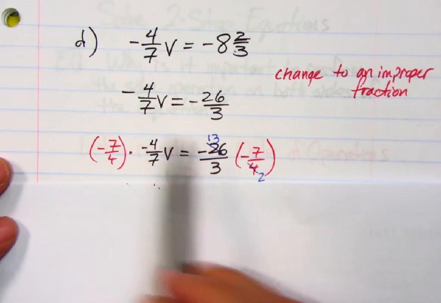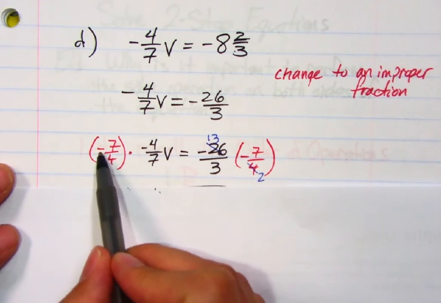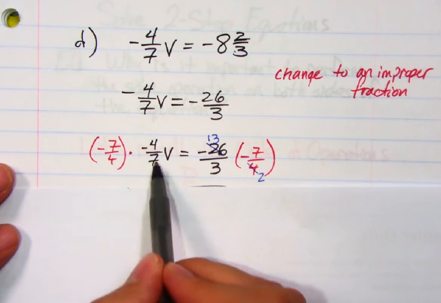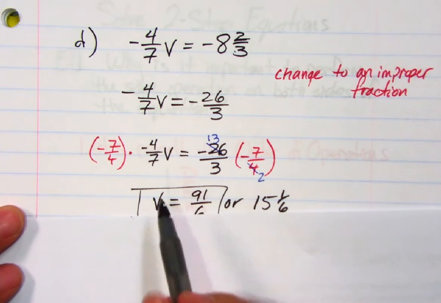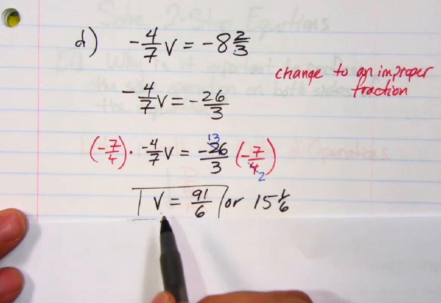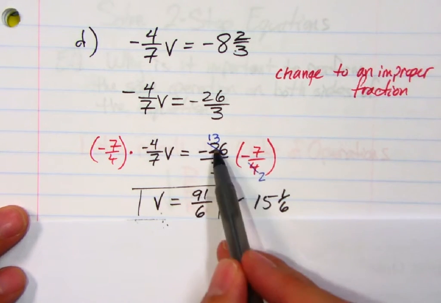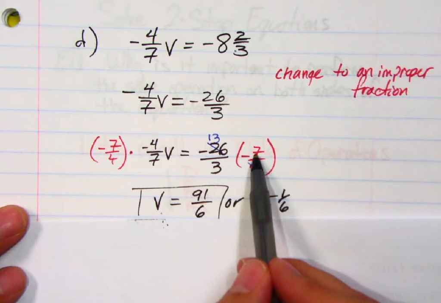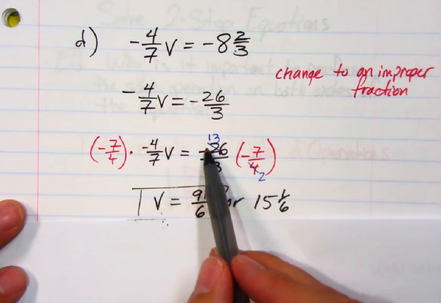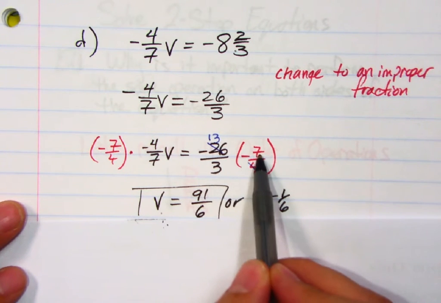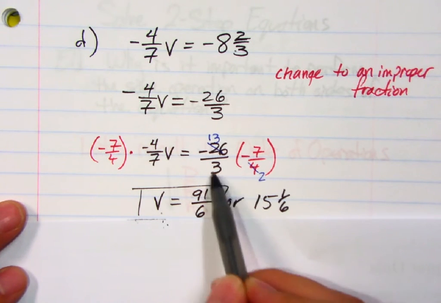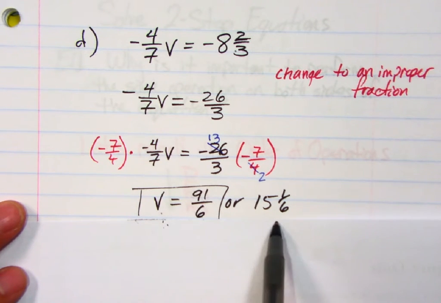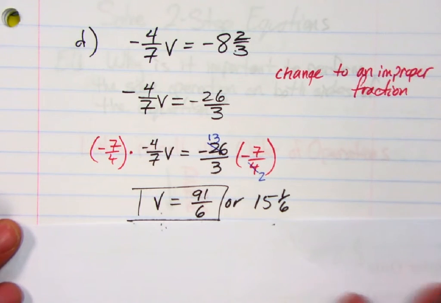Okay, both sides. What this allows me to do is a negative times a negative is positive. The 4's cross out, the 7's cross out, and that gives me that 1v, that ninja 1v that I wanted. Over here, I could do a little bit of cross canceling, the 26 and 4. The 3 and the 7 can't. So then I have to multiply the rest. Negative 13 times negative 7 is 91. 3 times 2 is 6. So the answer is 91/6, or I can change it to a mixed number, which is 15 1/6.